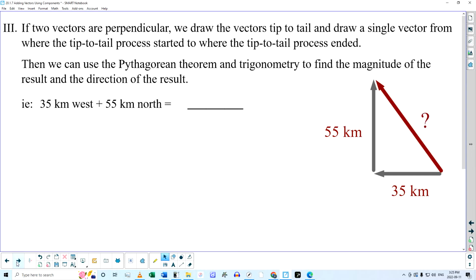Of course, you need to find the magnitude of that, which is the hypotenuse, and you also need to find the direction, which would be a certain number of degrees. You would use the Pythagorean theorem to find the hypotenuse, so on your calculator you would take 55 squared plus 35 squared, and then take the square root. I'll give everybody just a second to do that calculation. So we're finding the hypotenuse of that triangle.